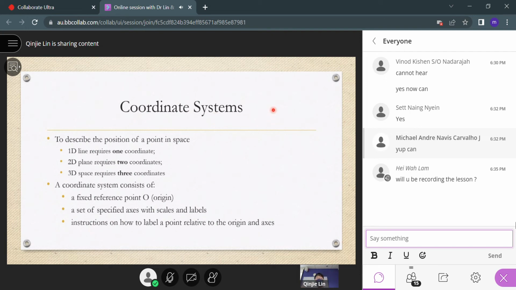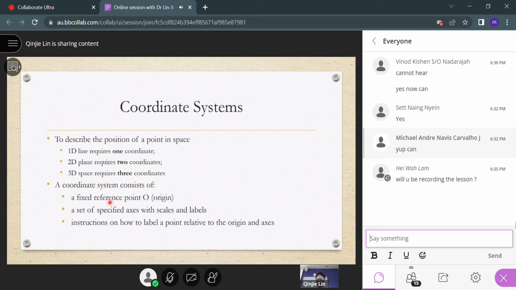Coordinate systems are used to describe the position of a point in space, right? This is like our X and Y axis. Remember our coordinate systems? So 1D will require one coordinate, usually just X. 2D will require two coordinates, usually X and Y. And 3D usually is X, Y, Z. So these are coordinate systems.